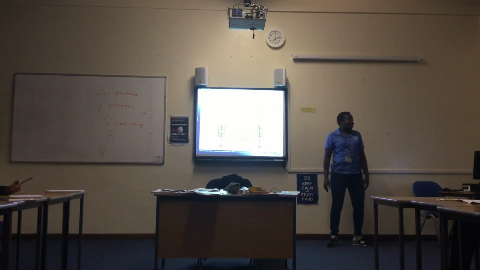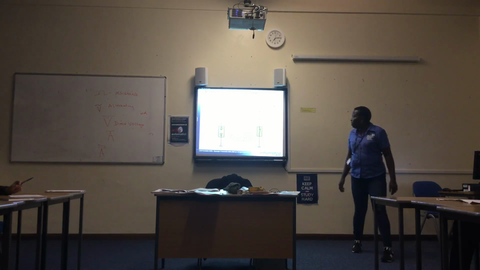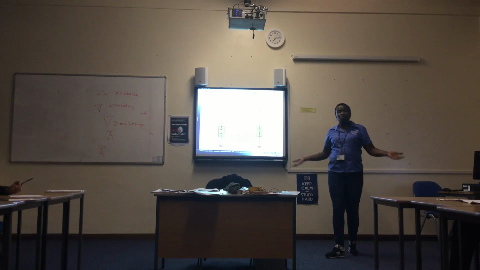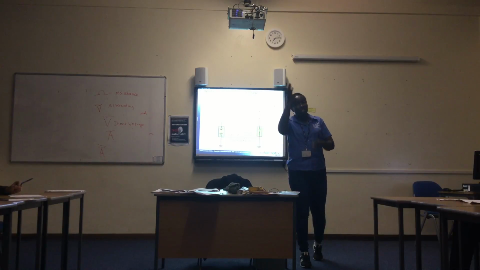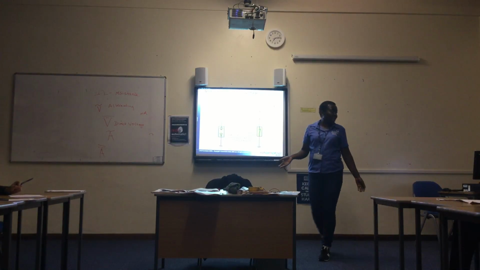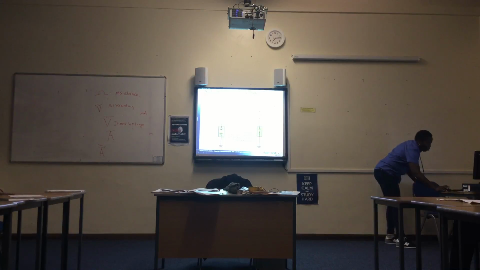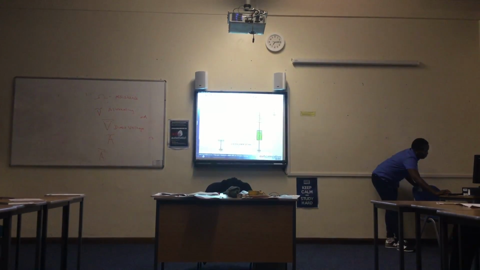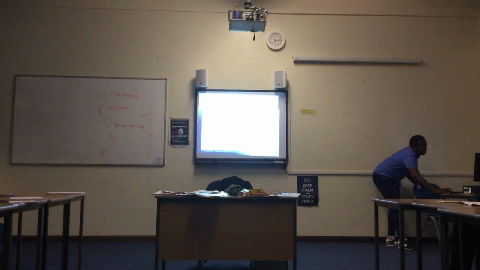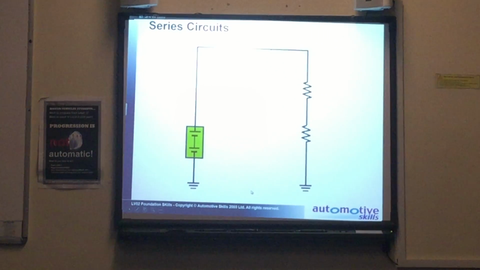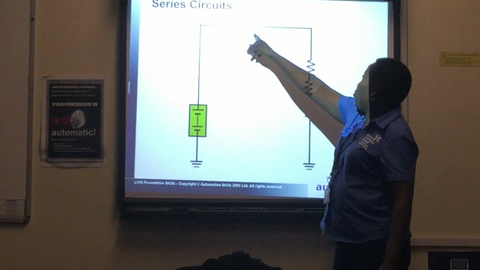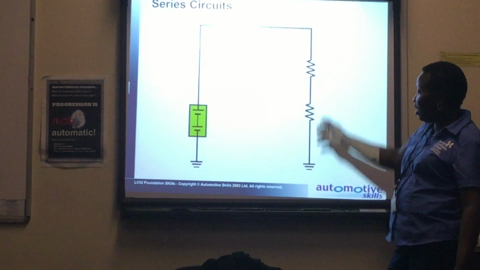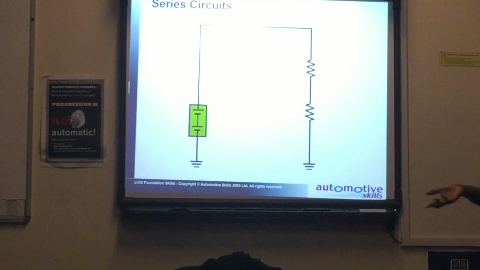Okay? Right, so next, the last thing, we have 3 types of circuits. We have the series circuit, we have a parallel circuit, and we have a series parallel circuit. So the simple circuits, or how they look like, that is a simple series circuit from the battery, fuse, then down, resistor, then down to earth.